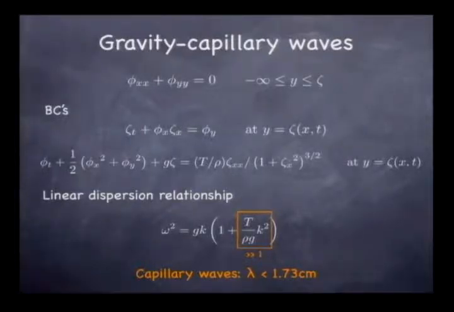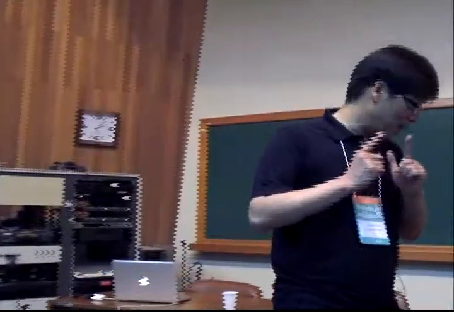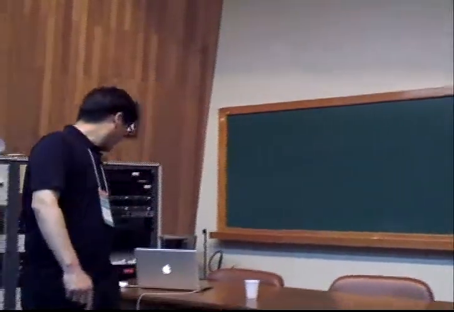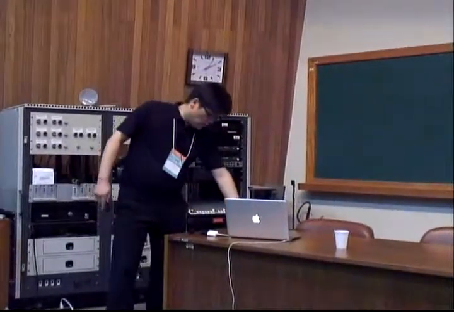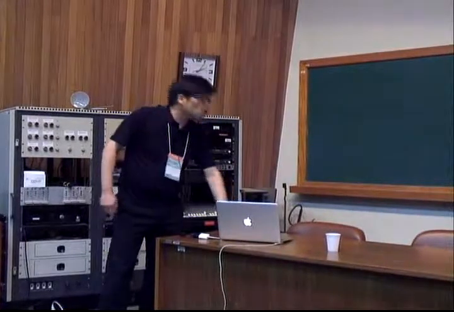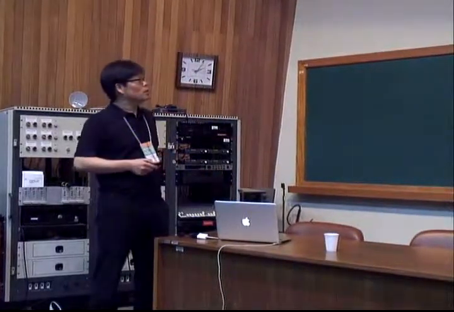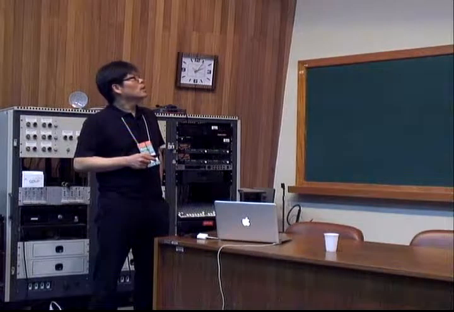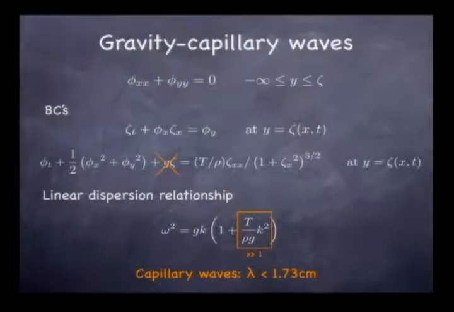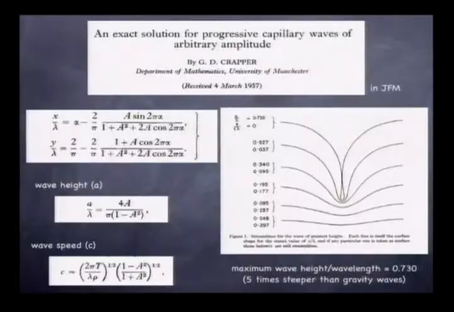And in terms of wavelength, for waves to be capillary waves, the wavelength has to be less than 1.73 centimeters. And this time we are talking about much smaller scale waves. So from now on, since I'm interested in very short wavelength waves, we safely neglect the gravity term, and that's what I start with. As soon as I drop this linear term, then we have an exact solution of the Euler equations obtained by Crapper in 1957.